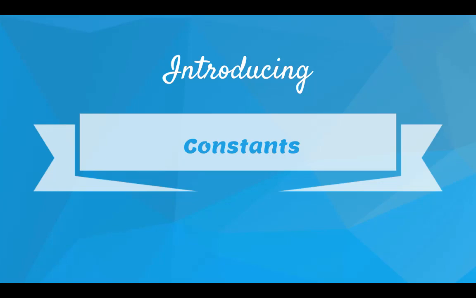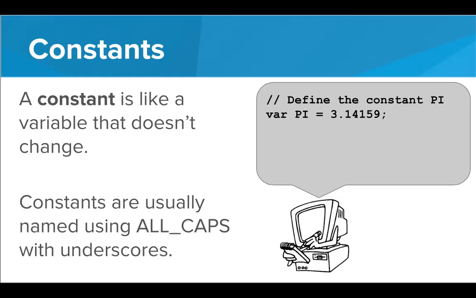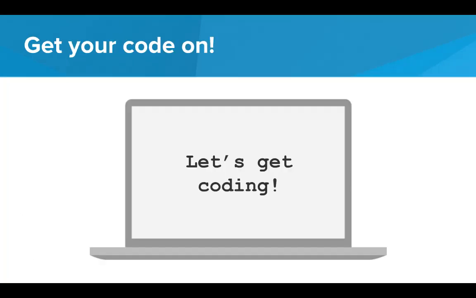Let's review constants. We'll be representing the ball in our simulation as a circle. When it comes to drawing a circle on our canvas, we'll want to define a few constants. A constant is like a variable that doesn't change. They're usually named using only capital letters and underscores. Now that we've reviewed some basic concepts, let's get to the coding part.